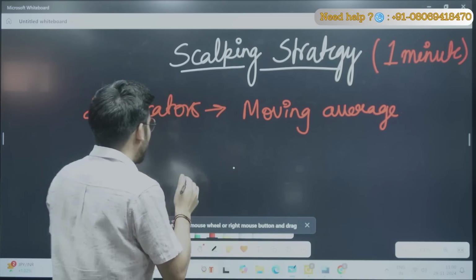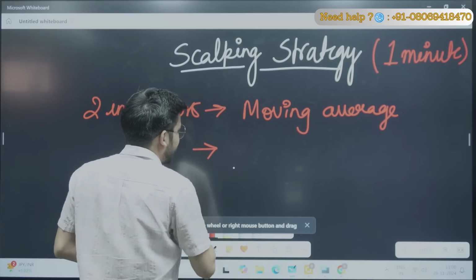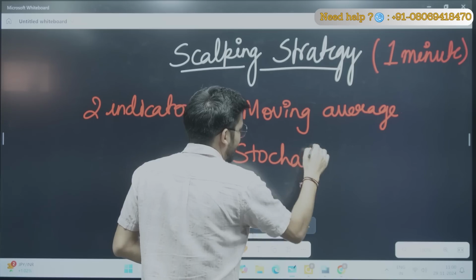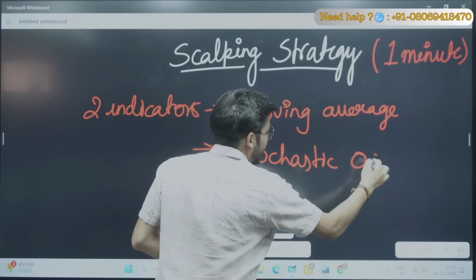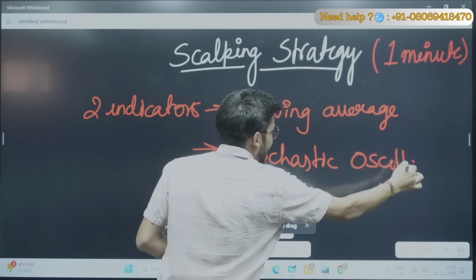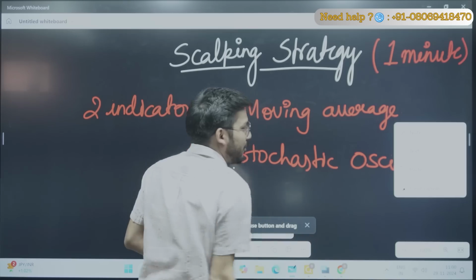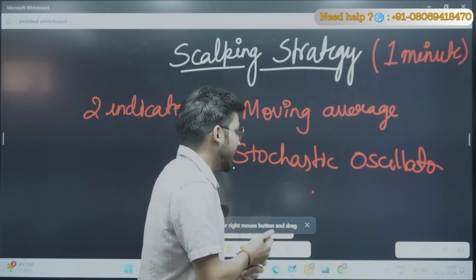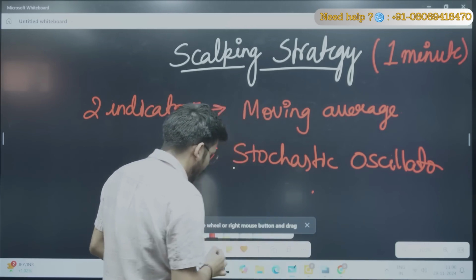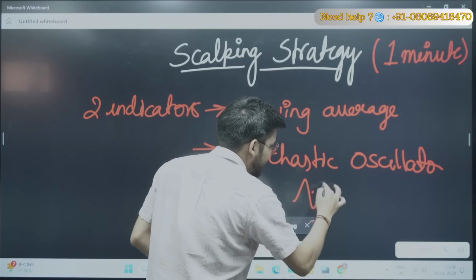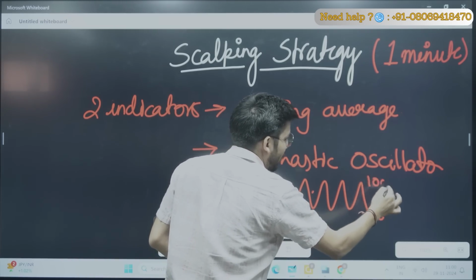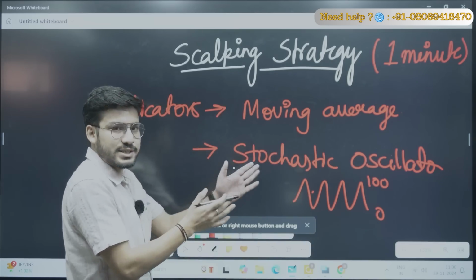The second indicator will be the stochastic oscillator. The stochastic oscillator will tell me if the market is overbought or if the market is oversold. It is a momentum oscillator, so it will always be moving in a certain range like this, and that range is from 0 to 100. It will never go beyond them.